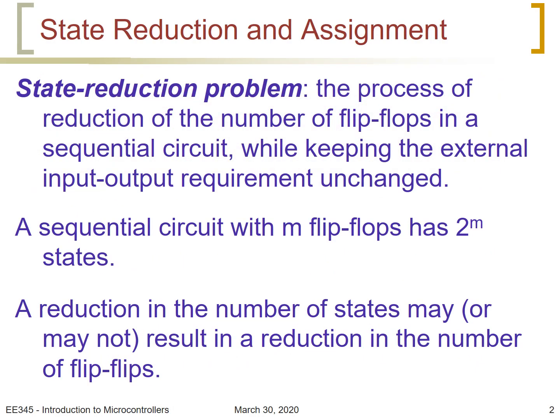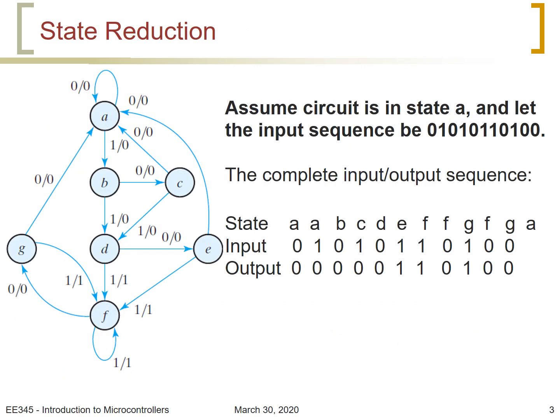The state reduction problem is the process of reducing the number of flip-flops in a sequential circuit, but maintaining the external input-output requirement unchanged. We know that a sequential circuit that has m flip-flops will have 2 to the m states, and reducing the number of states may or may not result in a reduction in the number of flip-flops. However, it is useful to reduce the number of states because it may reduce the number of flip-flops, or at least it will make the combinational part easier or use less hardware.